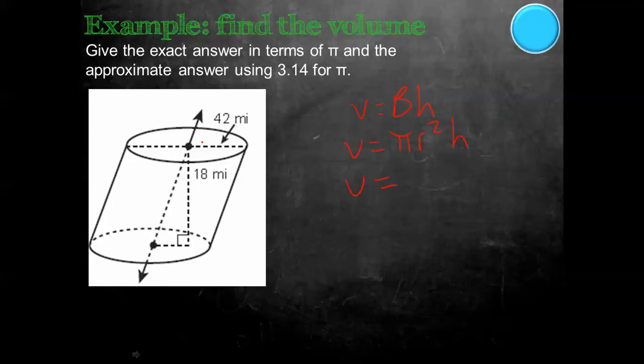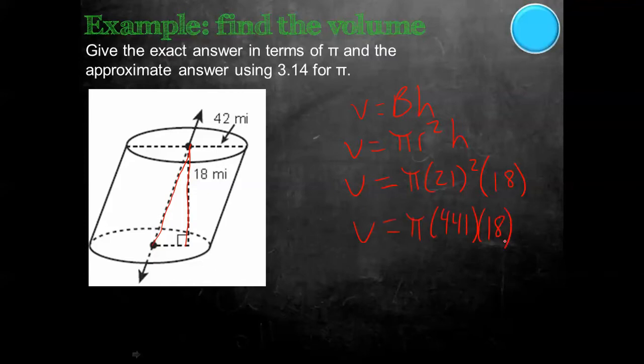Now height is always going to be a perpendicular line. Remember the axis is this segment right here, but the height is the line that goes straight up and down. So pi r squared, we have 42, and look at the dotted line shows us that 42 goes all the way across. So we want to half that, and that's going to give us 21 squared, and then our height is 18. So order of operations, we're going to take 21 times 21, and that's going to give us 441.